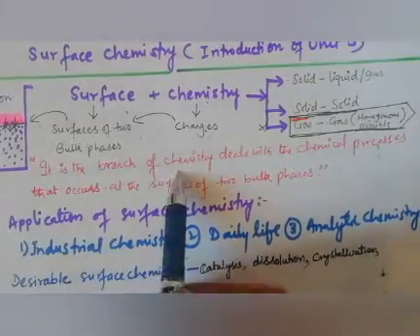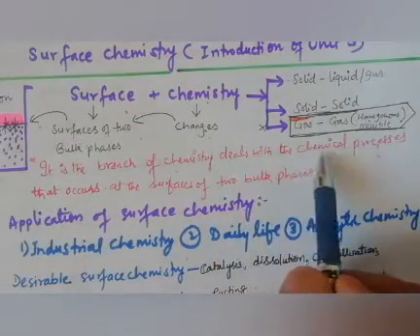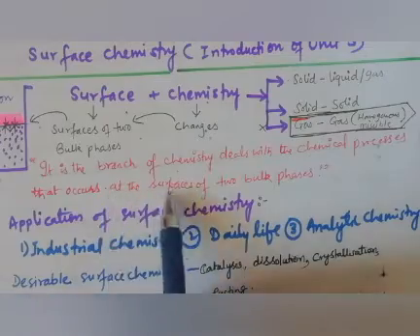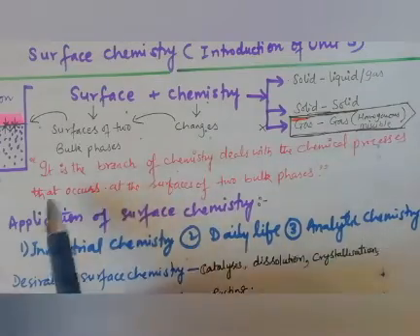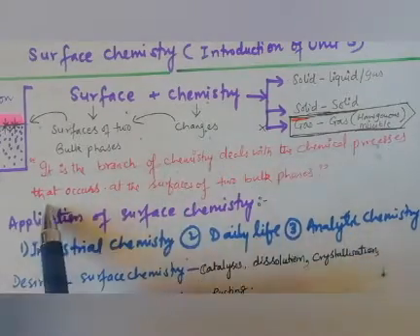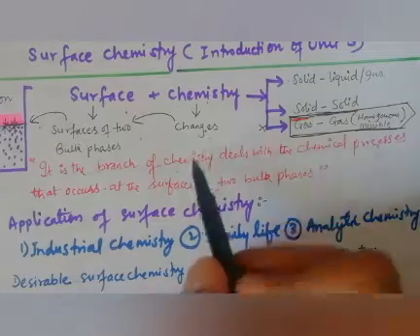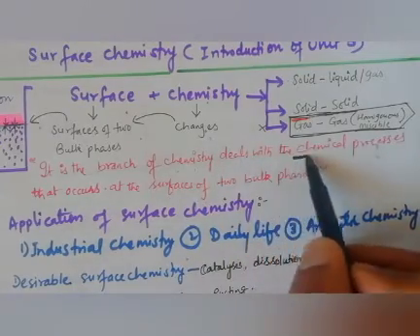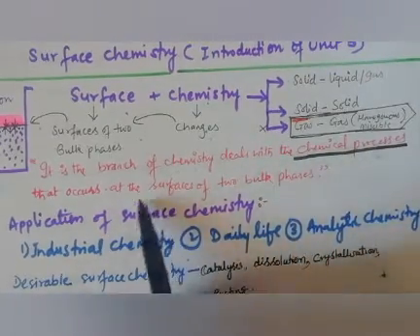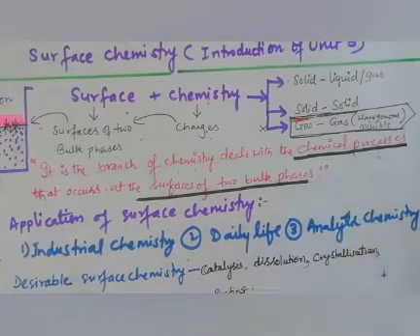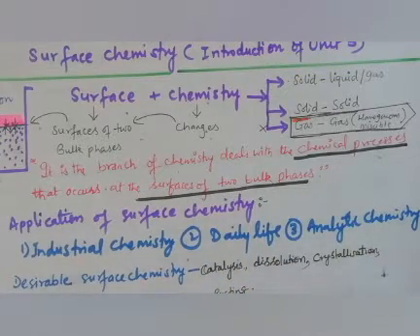It is the branch of chemistry which deals with the chemical processes that occur at the surfaces of two bulk phases. I am going to underline the most important part: the chemical processes that occur between the surfaces of two bulk phases. This is the meaning of surface chemistry.